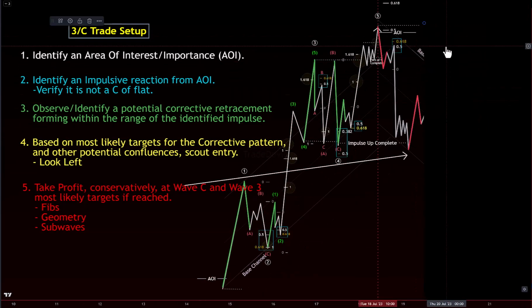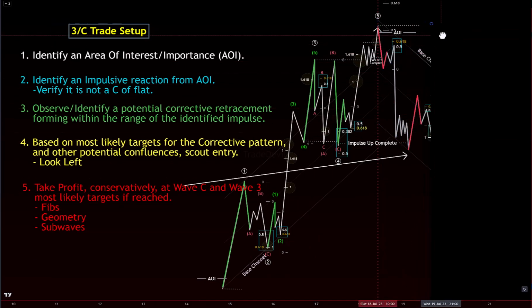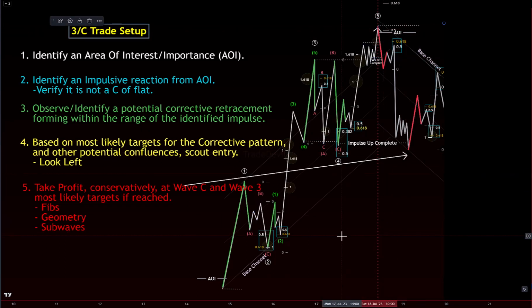All right, so from here, we're still observing. We can play all this little stuff in here if we want. We're still observing. All right, so we have a swift move down. We have a potential for a zigzag move up.